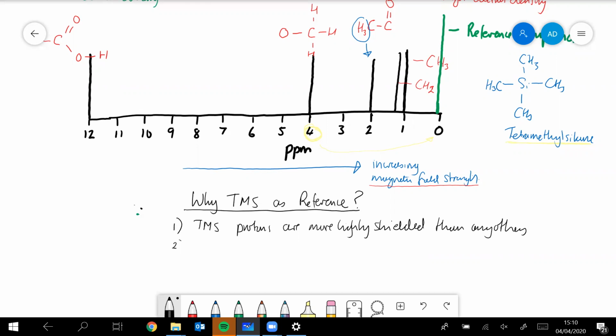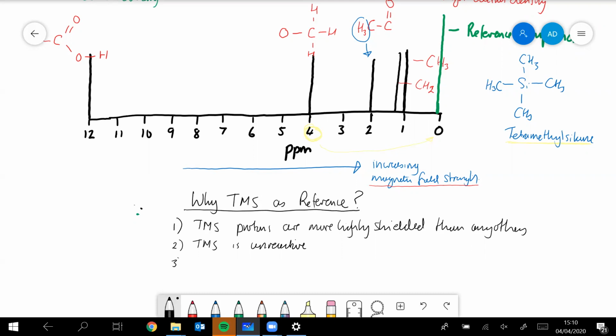Second, TMS is very unreactive, so it's not going to react with the sample and mess it up, and so you don't know what was the original sample and what were the reaction products.